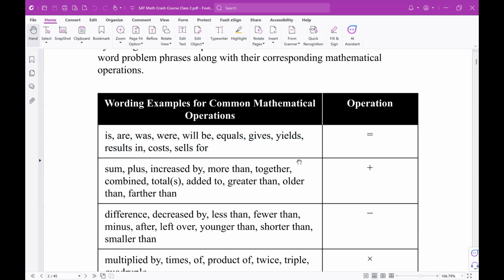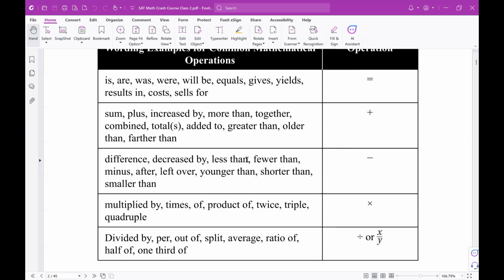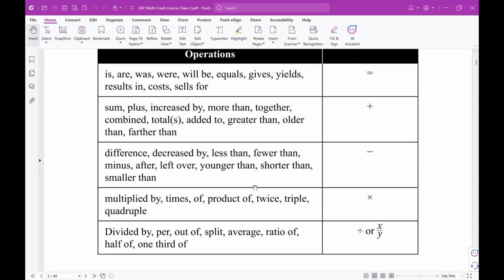Rather than that, just try to grow an intuition for when you need to do what kind of operation. For example: sum, plus, increased by, more than, together, combined, totals, added to, greater than, older than, further than. I think these words and phrases clearly indicate the adding or summing operation. They will help you grow an intuition, but you don't need to memorize them, because it's really not possible.